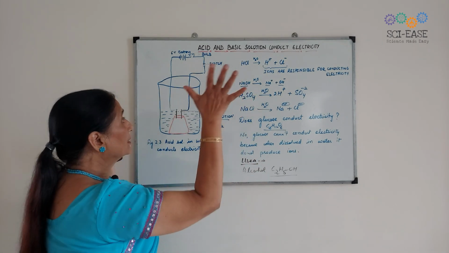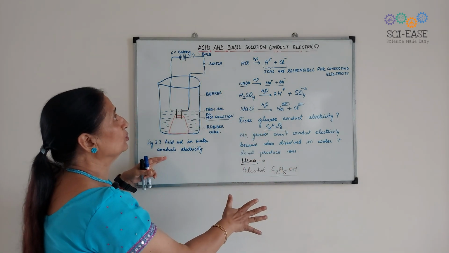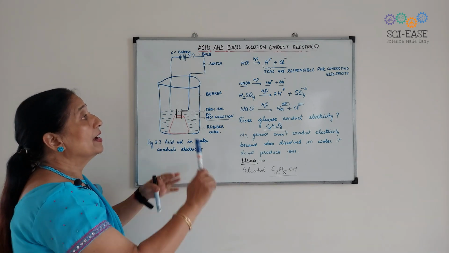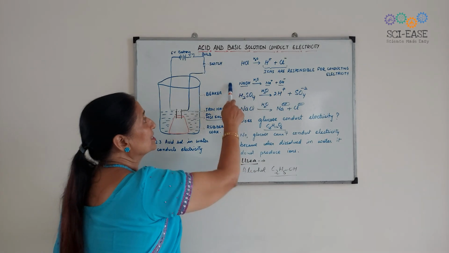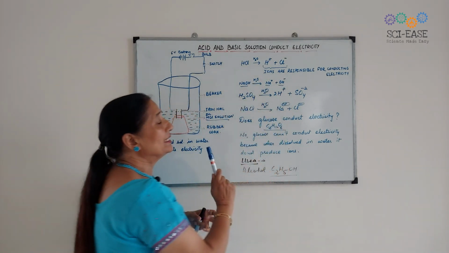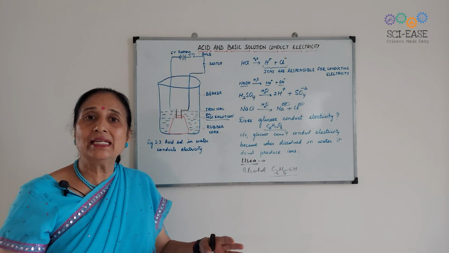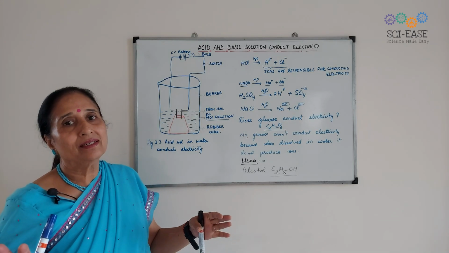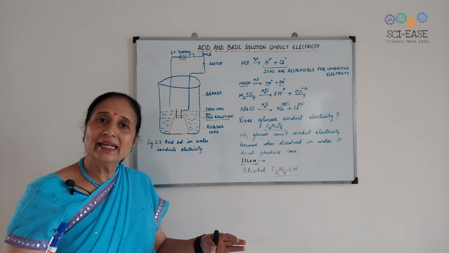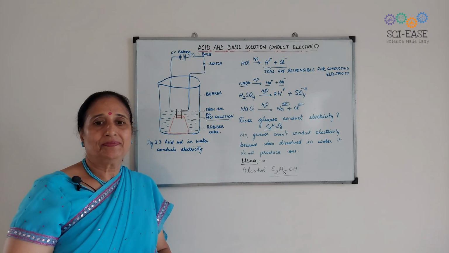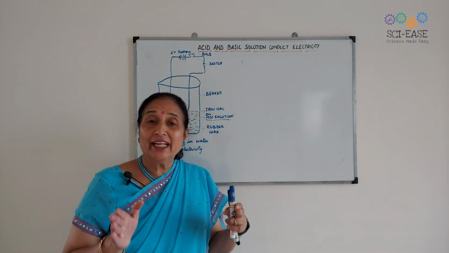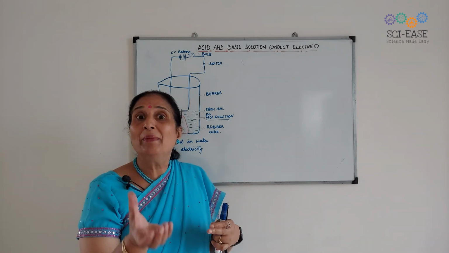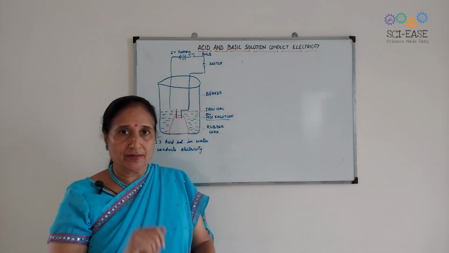Okay, so the thing that must be clear to all of you is that those solutions in which the substance is dissociated into ions can conduct electricity. Others will not conduct electricity. Okay. Now I want to tell you one very important thing, how to make the acid solution.